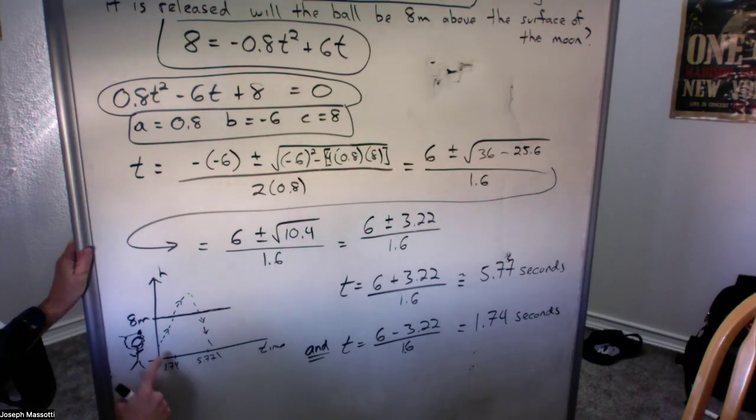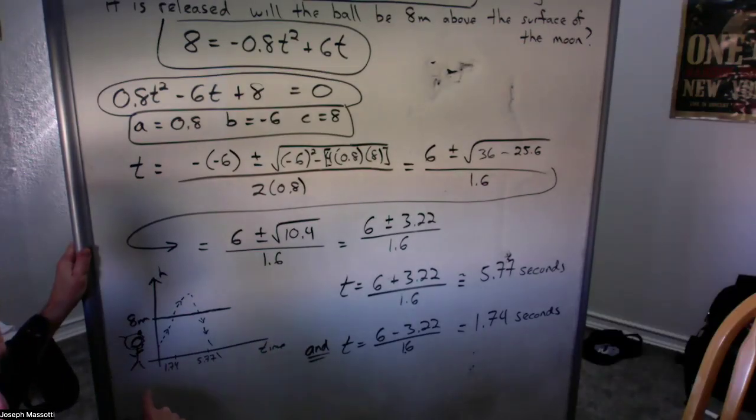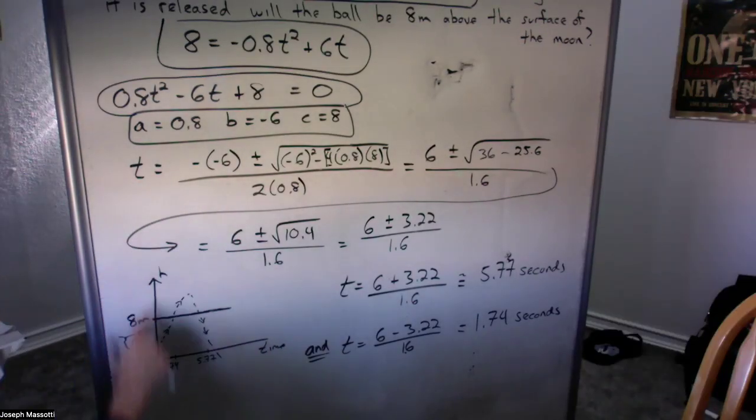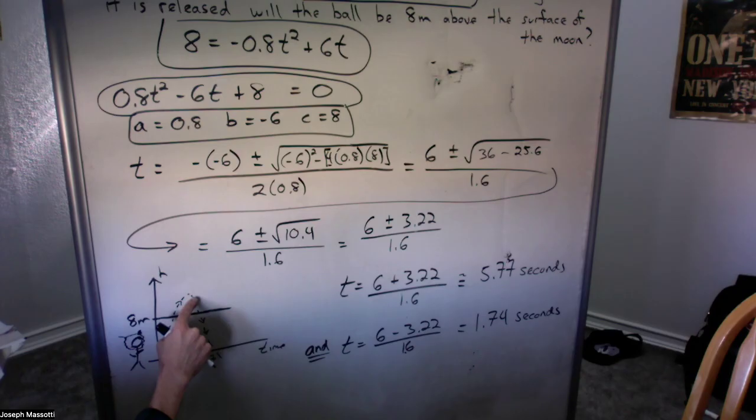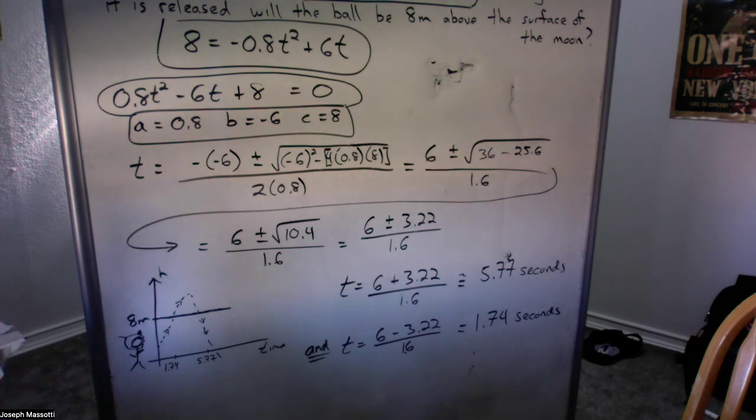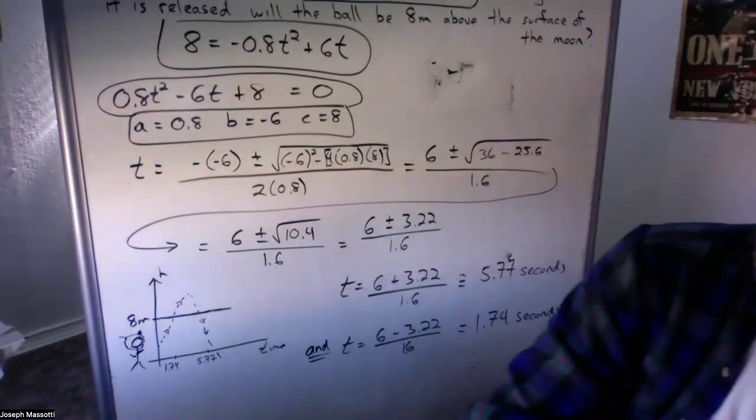Anyway. But so if we look at time on the horizontal axis and height on the vertical axis, let's just say 8 meters is this height. He's throwing the ball up. After 1.74 seconds, it hits 8 meters, goes a little higher, and then after 5.77 seconds, it hits 8 meters again. So that's what this story is telling us, this little picture, this fine artwork that I've created there. All right, so those are quadratic equations.